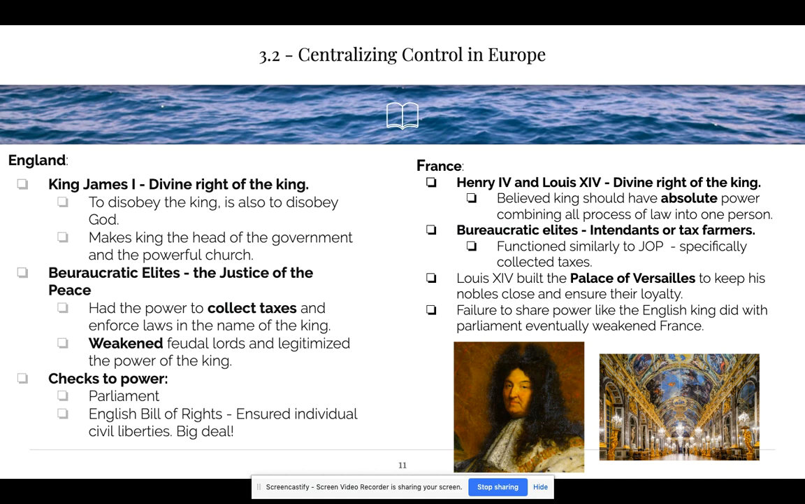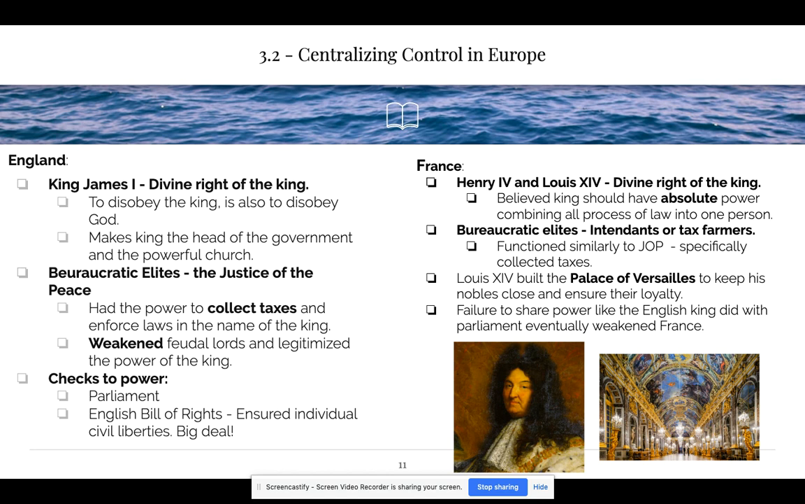In England and throughout, but really in England at the time, we see the divine right of the king become very prominent. In France and with King James I, to disobey the king also means to disobey God. This is much like the Chinese system back in Song China, and it makes the king the head of not only the government, but the church. And remember, the Catholic Church in Europe at the time is the strongest institution in Europe.